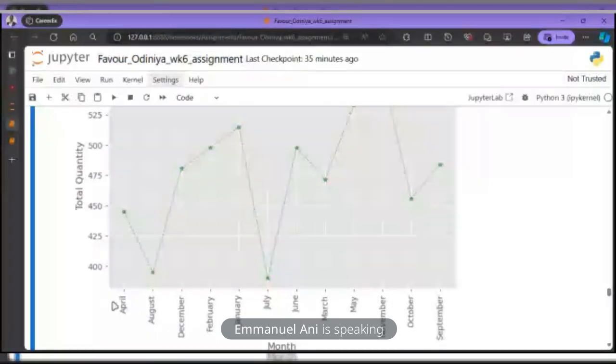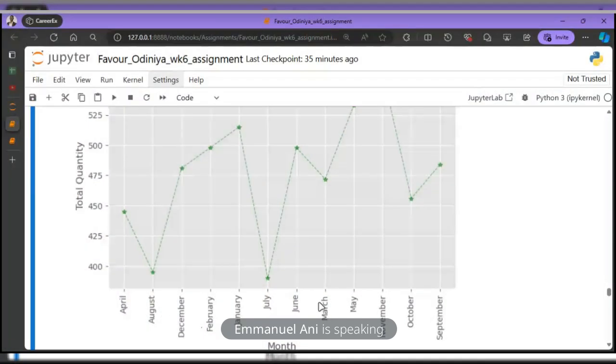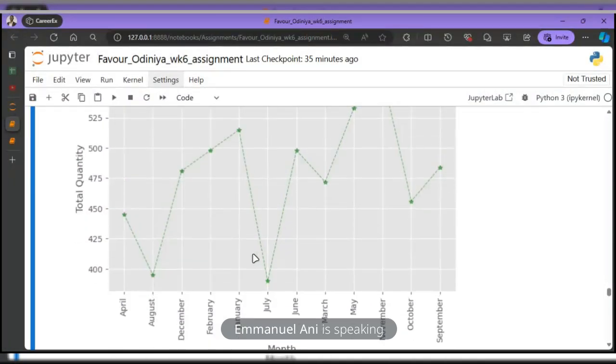So you can see that this is not intuitive. There's a way we can align the months to start from January, February, March, and all of that. But yeah, this is okay. If you did this, it's fine. All right, so you get this.